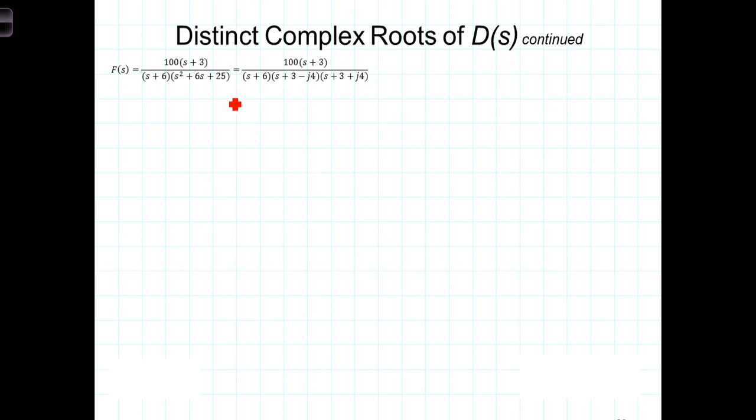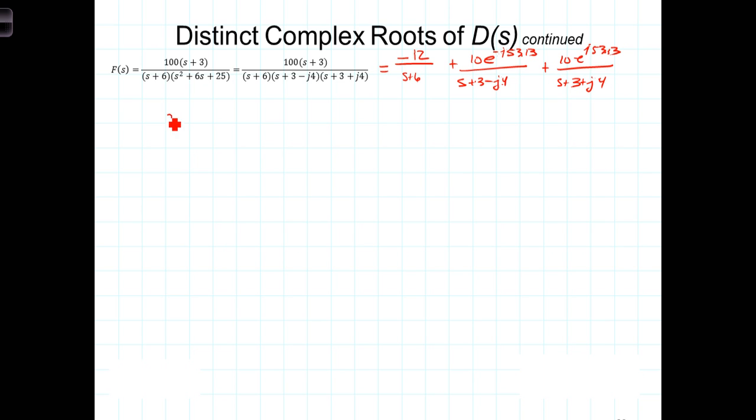So here's that original f of s, which we factored, and then let's just recap what we've done here. Put it all on one page. This then went to a minus 12 over s plus 6 plus 10 e to the minus j 53.13 over s plus 3 minus j4 plus 10 e to the positive j 53.13 over s plus 3 plus j4. So that was our partial fraction expansion, and we then went through and took it back into the time domain.